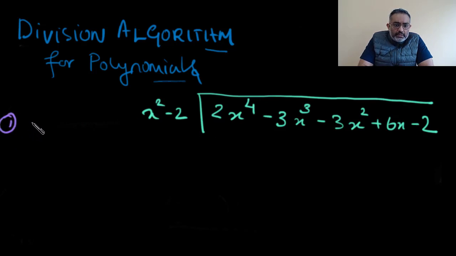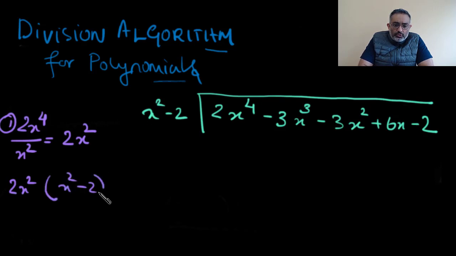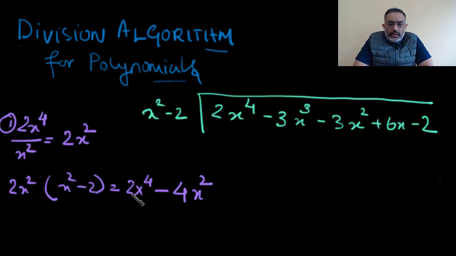So the first step is, let's do 2x to the power of 4 by x squared, and we're going to get 2x to the power of 2. 2x to the power of 4 by x squared is 2x to the power of 2. Now we do 2x squared, which is this, multiplied by this expression, x squared minus 2. And what do we get? 2x to the power of 4 minus 4x squared. All right, now this is going to go over here so that we can subtract.